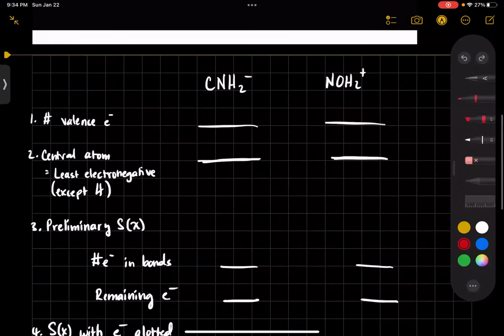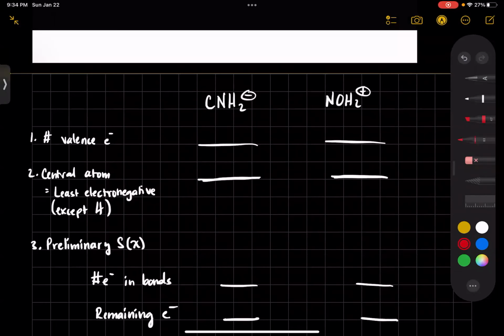So here we have two compounds. We have CNH2 minus. There is a minus sign here, so don't forget the minus sign. And then NOH2 plus. Likewise, don't forget the plus sign. We need to determine the total number of valence electrons in this structure. So let's start with the left one, and then we'll also do the right one.